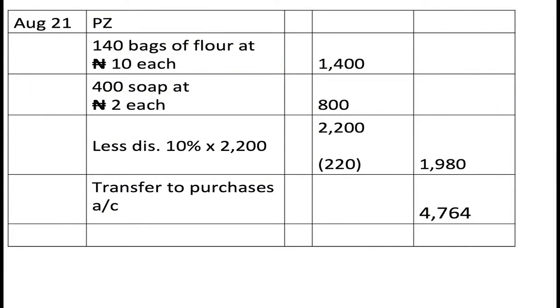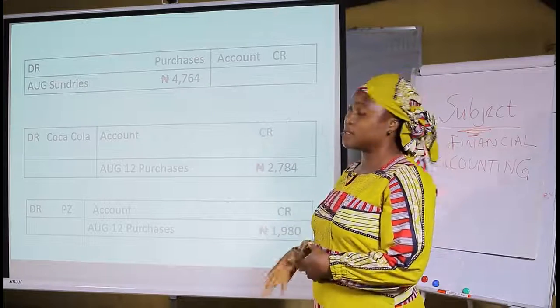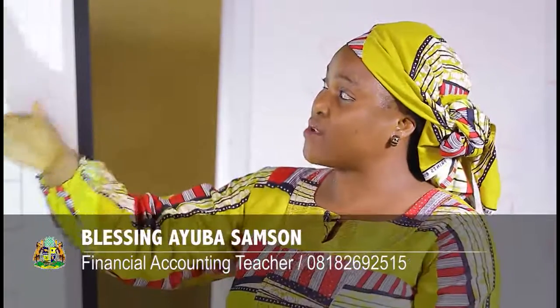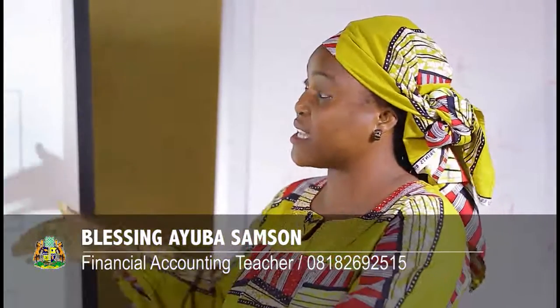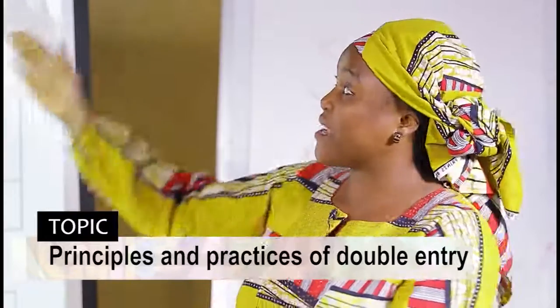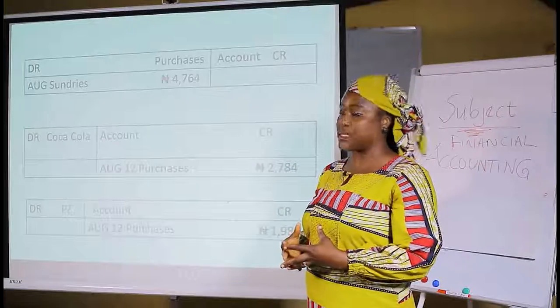When you sum up the whole transaction from Coca-Cola and PZ, we will have 4,764 naira, which will be transferred to the purchases account. Now we are going to open a ledger for this account. The difference between the sales day book and the purchases day book is that in the sales day book, whatever is the total sales will be credited. But when it comes to the purchases day book, my students, you can see that it is debited because it is from the suppliers, it's on credit.